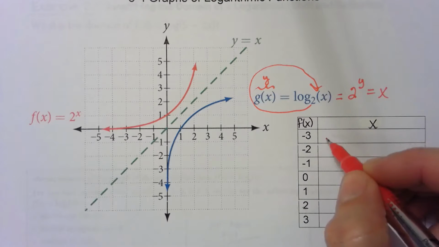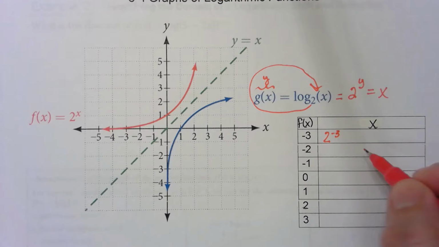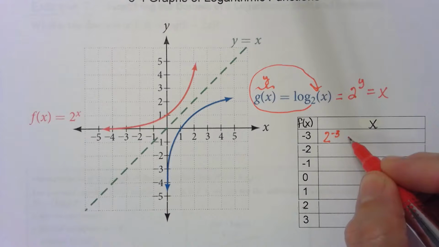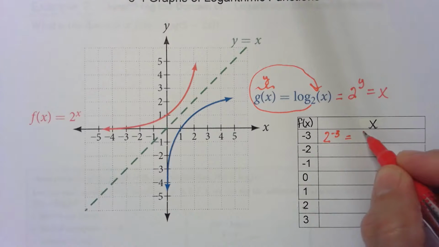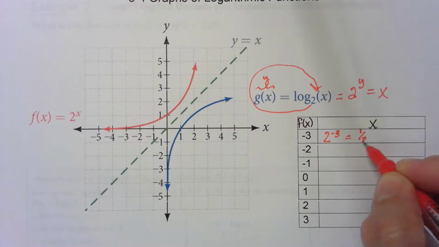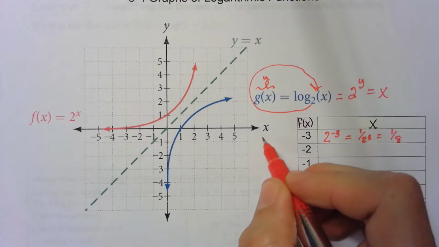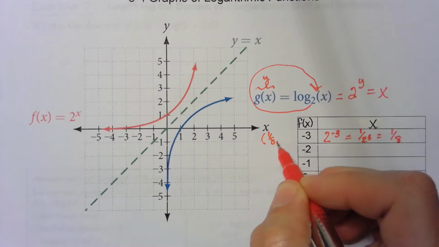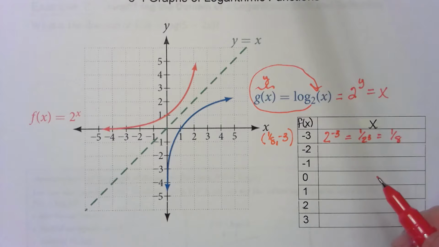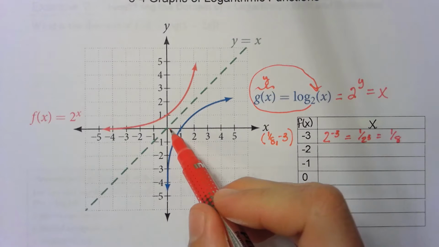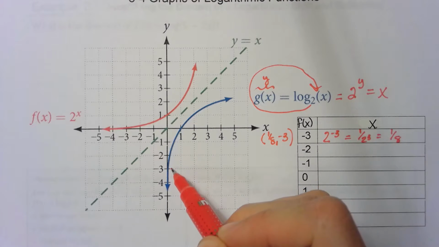So this means 2 to the negative 3. Well, you have to remember what a negative exponent means. It means flip it over, right? So 1 over 2 cubed, where 2 cubed is 8. So this ordered pair is actually 1/8, negative 3. You can see this here, 1/8, negative 3.